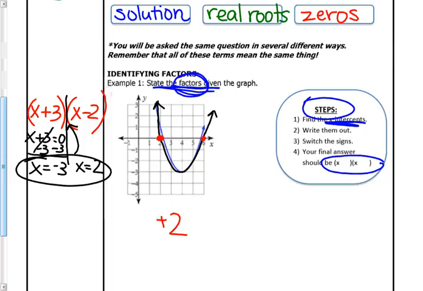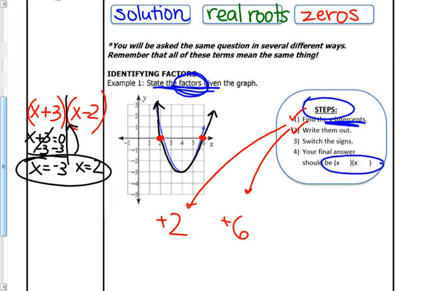My other x-intercept over here would be a positive 6. And I know it's positive because it's on the positive side, okay? So positive 6. So I found the x-intercepts. I wrote them out down here, okay?